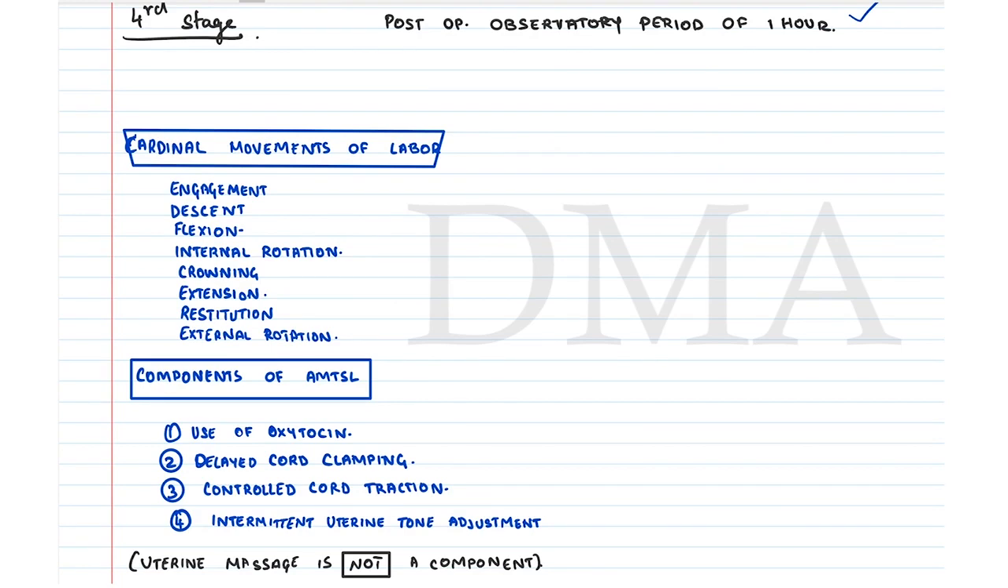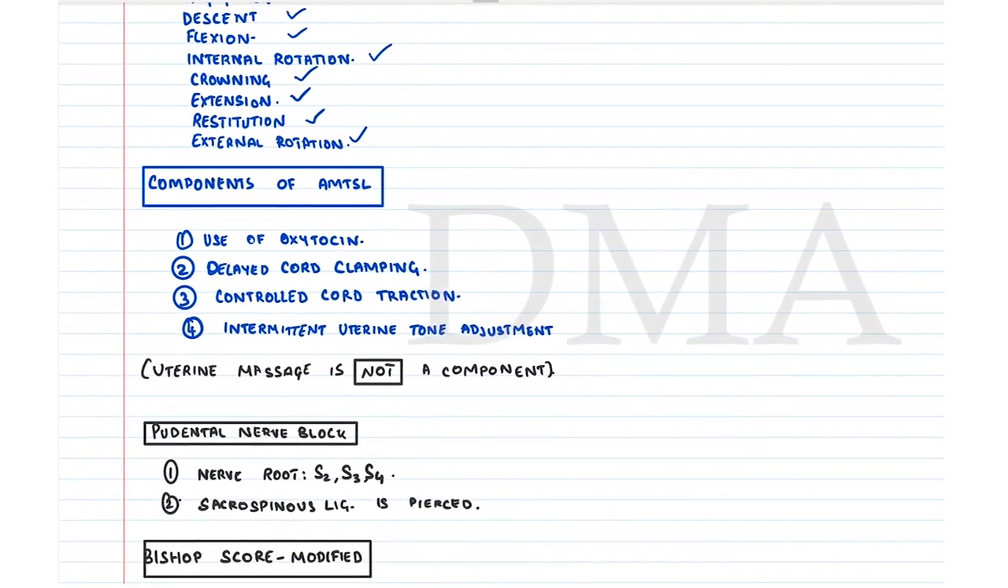So the next pretty high yield thing you have to know is your cardinal movements of labor. Cardinal movements of labor are your engagement, descent, flexion, internal rotation, crowning, extension, restitution, external rotation.